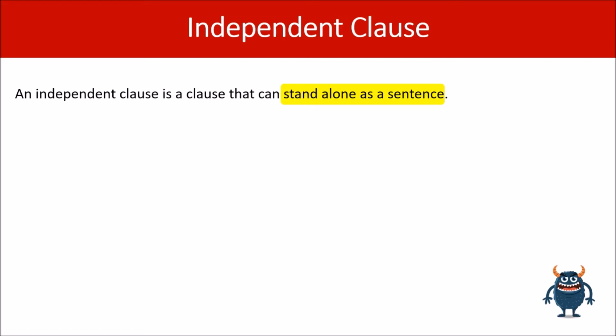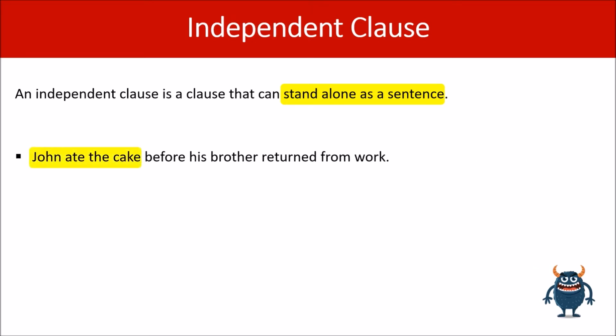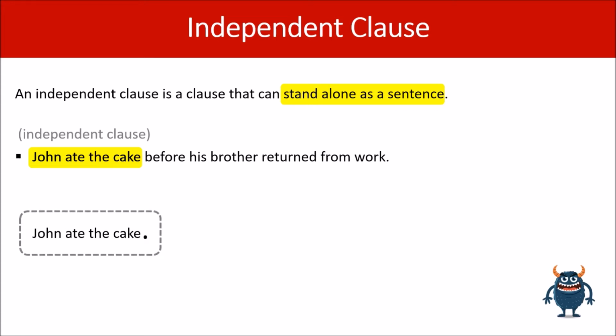Let's look at an example. John ate the cake before his brother returned from work. In this sentence, John ate the cake is an independent clause. It is an independent clause because we could put some end punctuation on it, like a period or a full stop. In other words, it could function as a complete sentence.